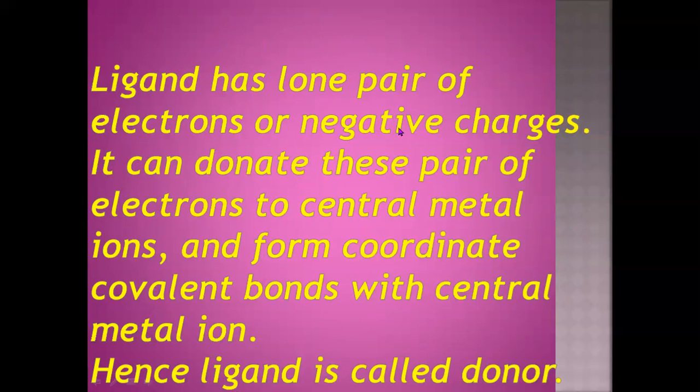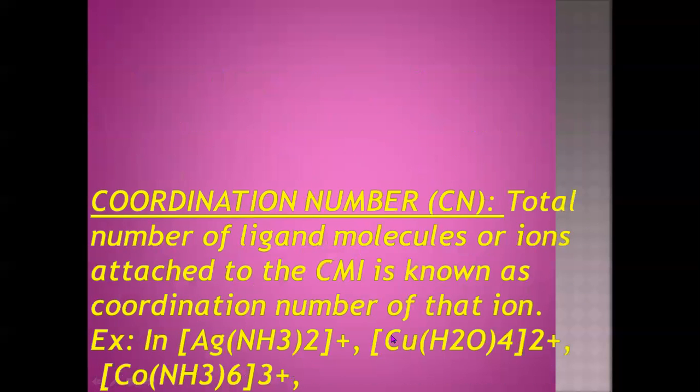A ligand has lone pairs of electrons or negative charges, and the property to donate these electron pairs, 1 or 2 or 3 in number. To whom will it donate? To the central metal ion to form a coordinate covalent bond. Hence, the ligand is called the donor and the central metal ion is called the acceptor.